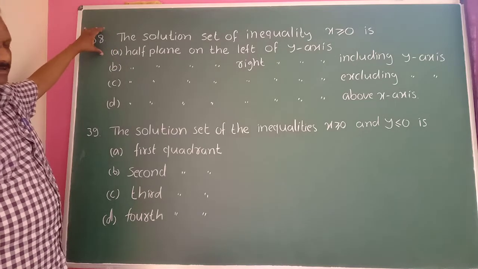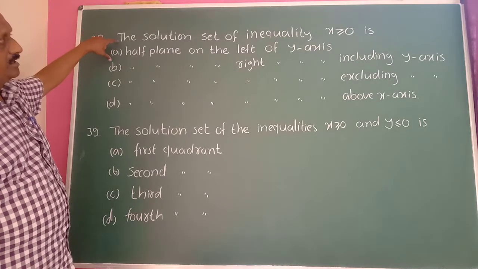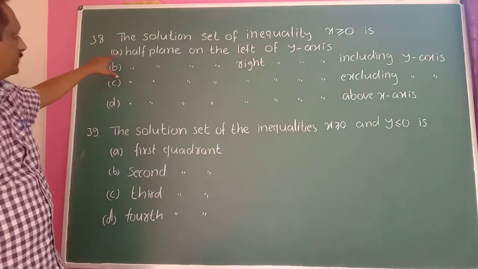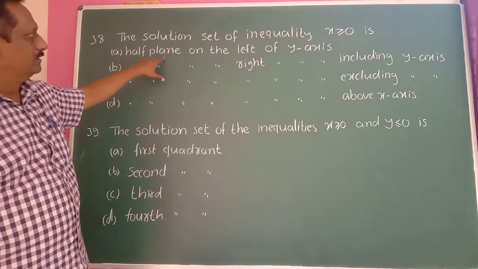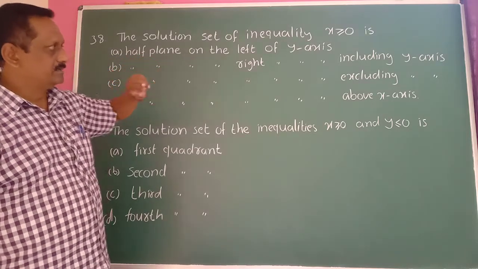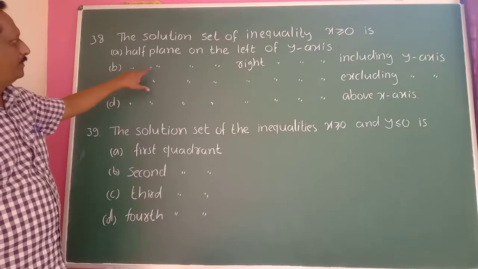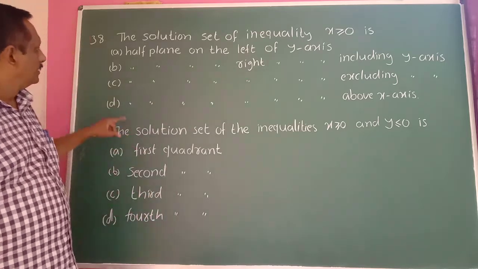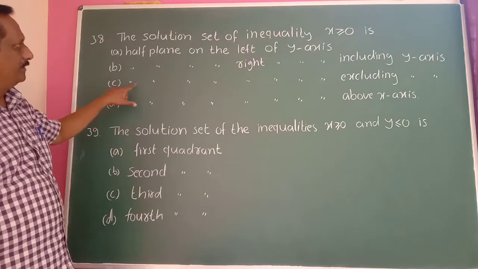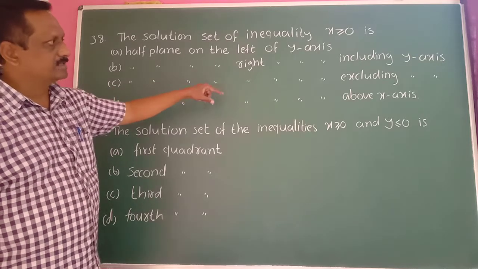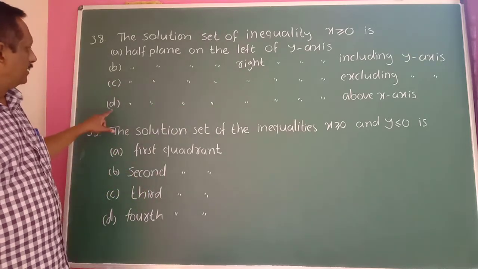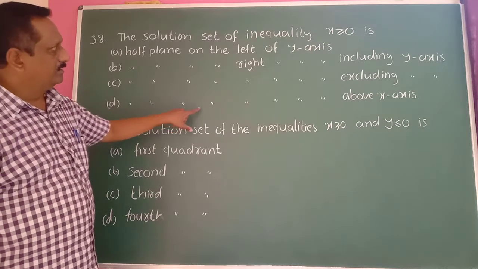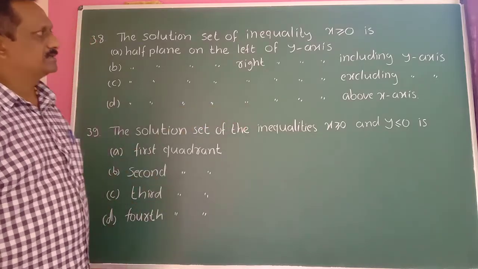Question 38. The solution set of the inequality x greater than or equal to 0 is: first option, half plane on the left of the y-axis; second option, half plane on the right of the y-axis including the y-axis; third option, half plane on the right of the y-axis excluding the y-axis; and fourth, half plane on the right of the y-axis above the x-axis.